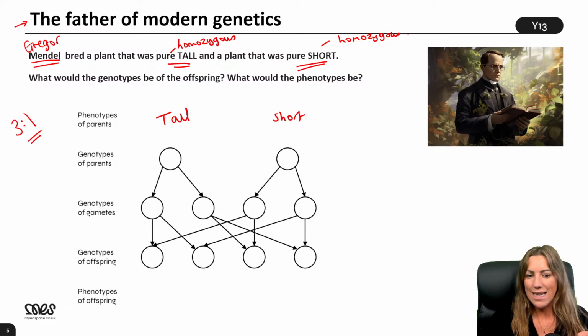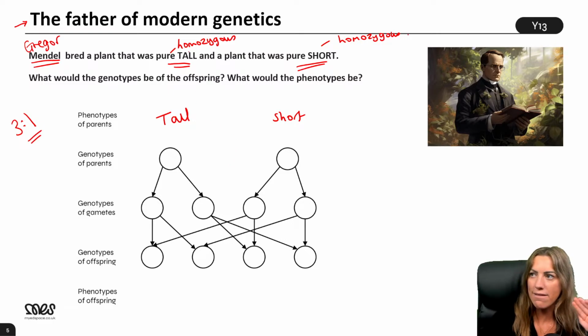You can choose any letter, by the way. If they don't tell you what to use, you can choose any letter. But my advice would be, don't choose a letter that looks the same when it's capital versus lowercase. So T is quite a good one. H is quite a good one. I wouldn't use S because S kind of looks the same, right? Whether it's capital or lowercase.